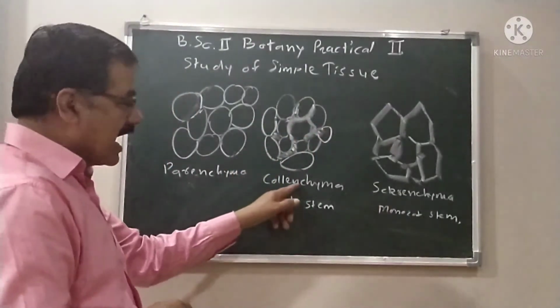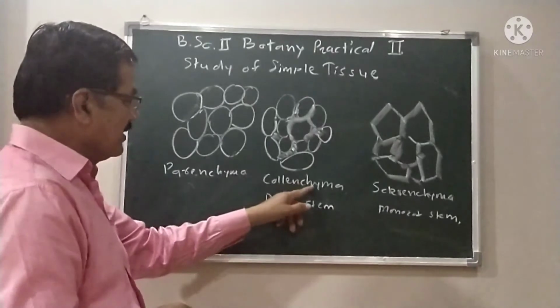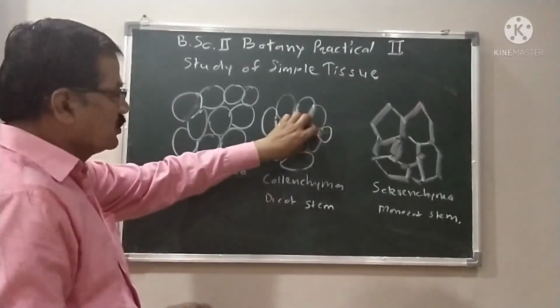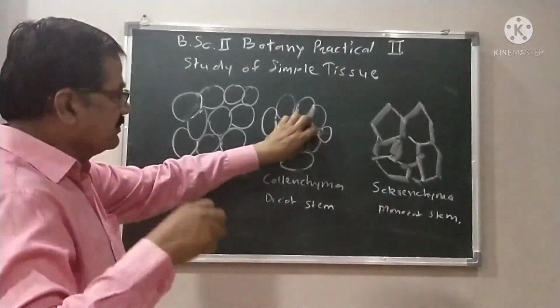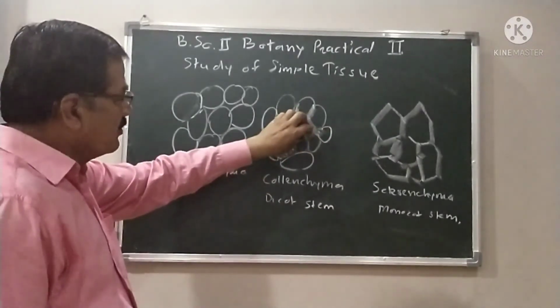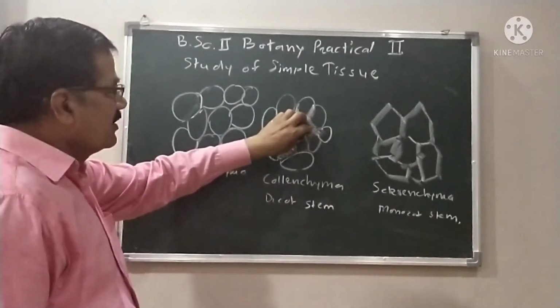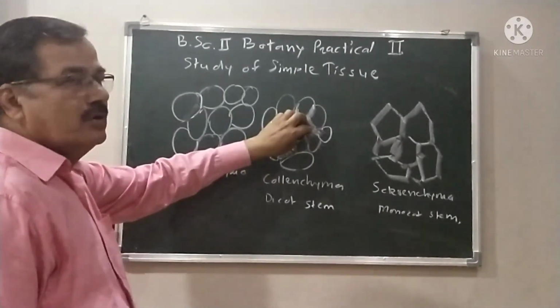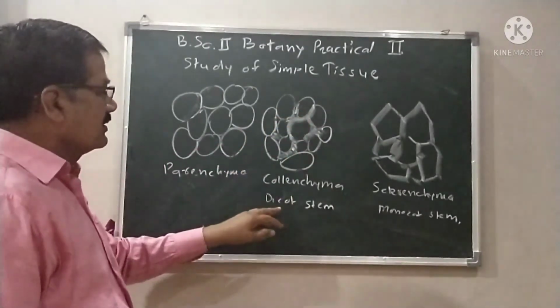Therefore, collen means angular thickening, chyma. It functions like a shock absorber. It gives mechanical strength and support to the plant body. These are formed just below the epidermis in dicot stems.